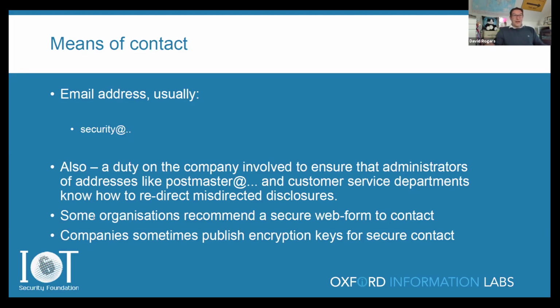Even big companies like Apple don't use security at, but as long as that is publicly known, that's the important thing. If you don't have a publicly known address, security researchers will often go after things like postmaster at, knowing that these addresses exist, like admin at. The problem with those sorts of addresses is they can get lost in the noise. There can be a lot of spam sent to those addresses, and they're often not monitored.